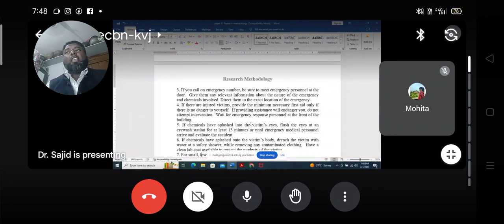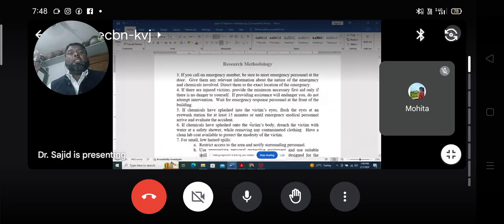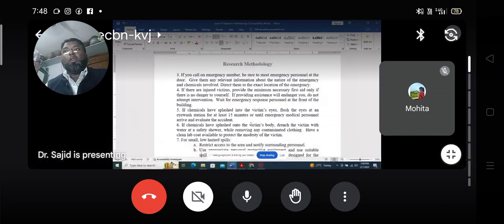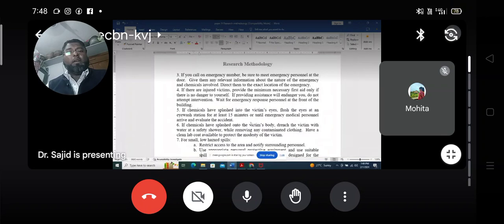If chemicals have splashed into the victim's eyes, flush the eyes immediately. Immediately flush the eyes with pure water. Whatever water bottle you have, take that water and wash the eyes with it for at least 15 minutes, or until your lab person calls an expert, a doctor or medical personnel. You have to wash the eyes until the doctor arrives.